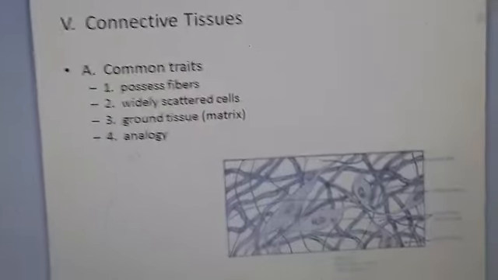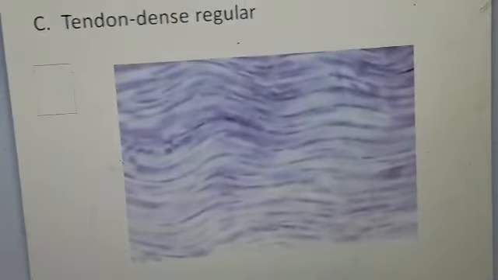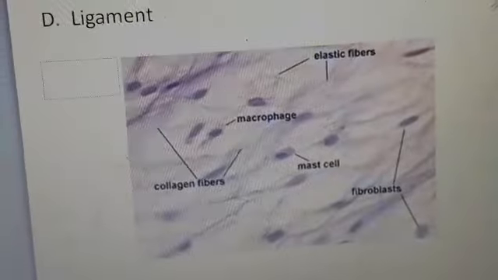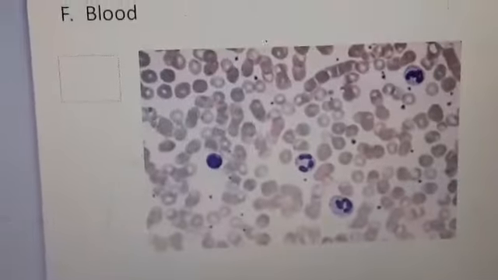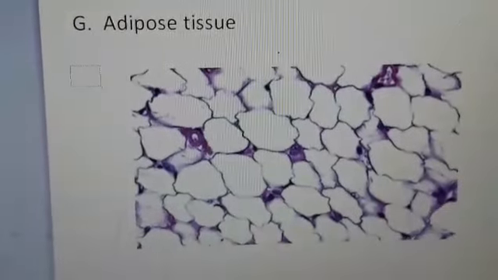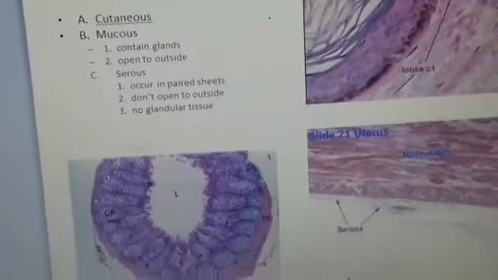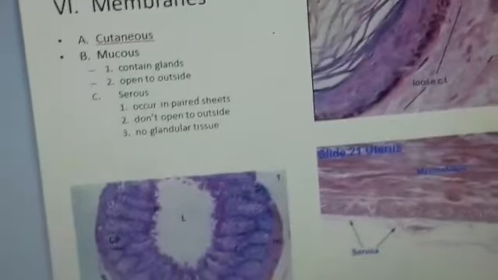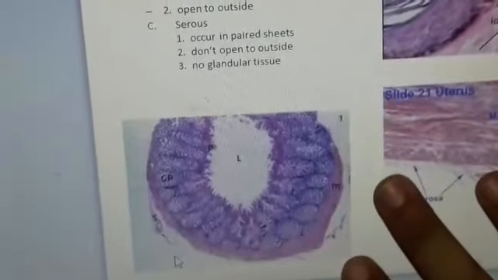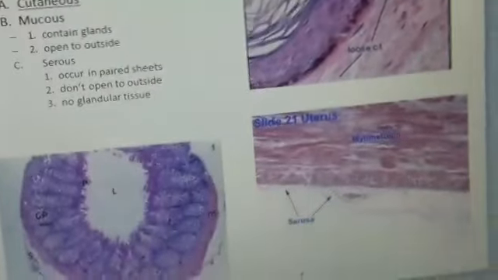And these are connective tissues. It is real footage. It is areolar tissue. This is tendon, ligament, bone, blood, adipose, the fat one, and these are the membranes present. You can say which membrane. I have told you about the membrane of epithelial tissue, so these are the membranes of epithelial tissue.